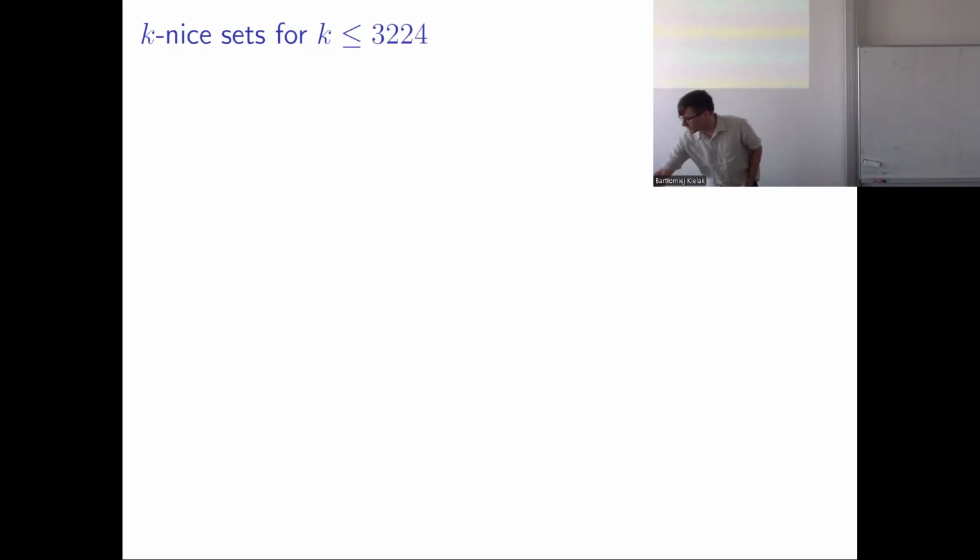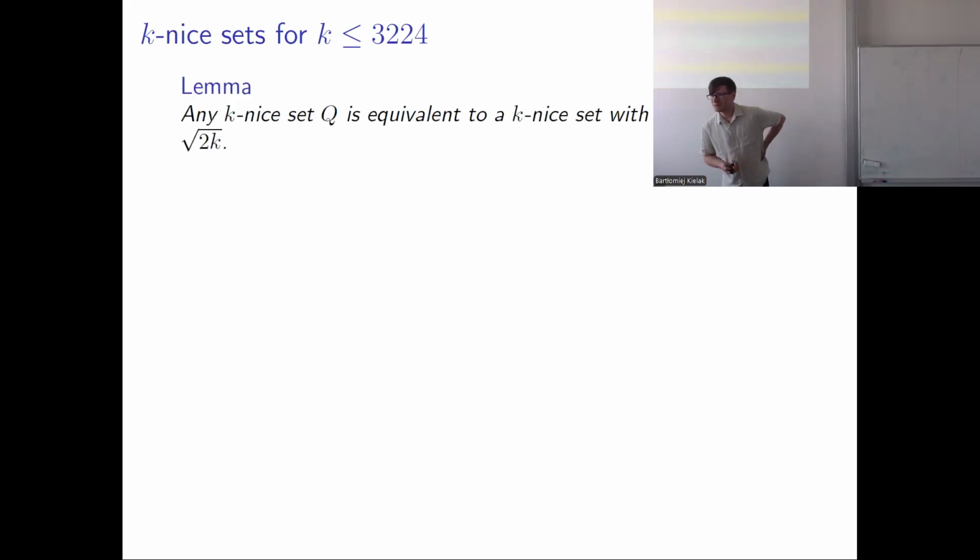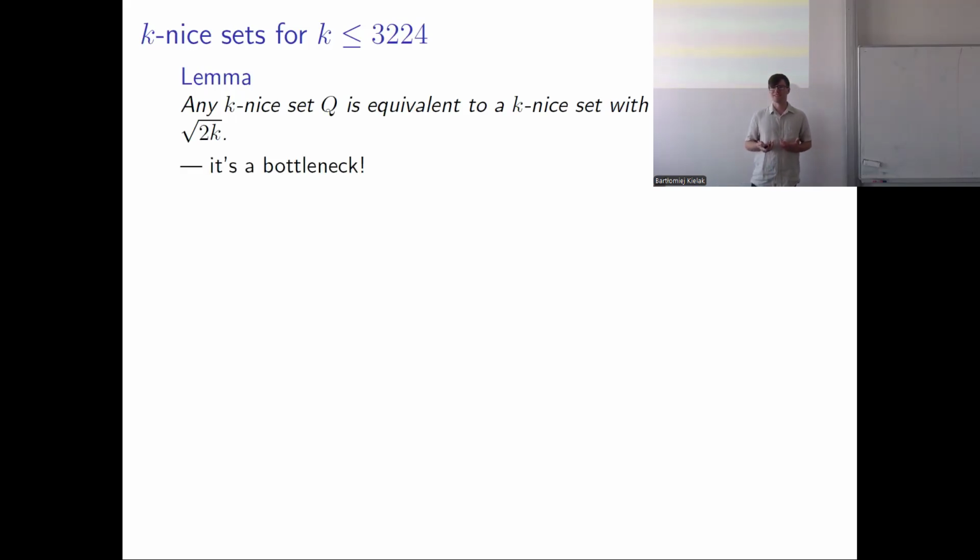So let's go one step further. I think I still have 3 minutes. So what can we do about k at most 3224? So recall that we had some lemma about bounding the height of a k-nice set, which is actually nice. It was very crucial for all of our proofs. But there is one problem with it. It is actually a bottleneck.